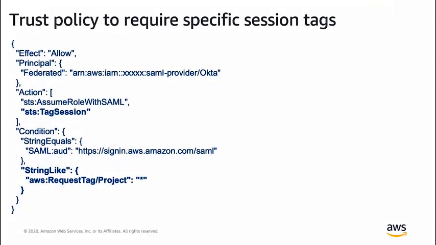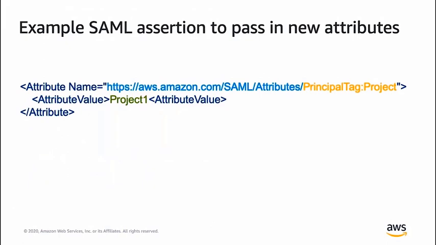We need to add the tag session action to the trust policy of the role that will be assumed. This will allow the IDP to tag the user session. And we can also add an additional condition that ensures that the IDP is passing the tags we want to use for permission control. And if it doesn't, assume role will fail. Okay, so the IDP will pass these tags to AWS as part of the SAML response? Exactly. The IDP needs to simply pass the attribute in a format like this in order to tag the session. Okay.